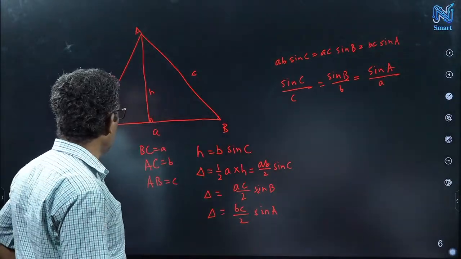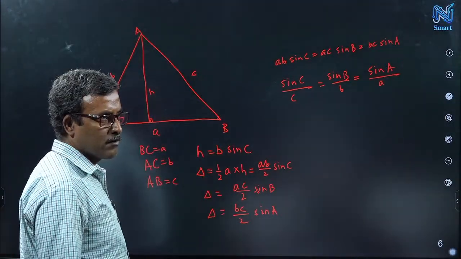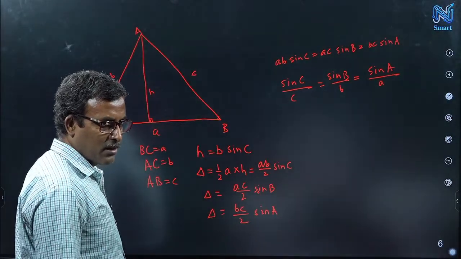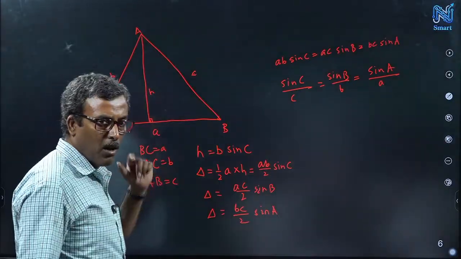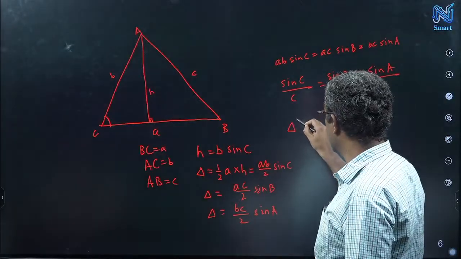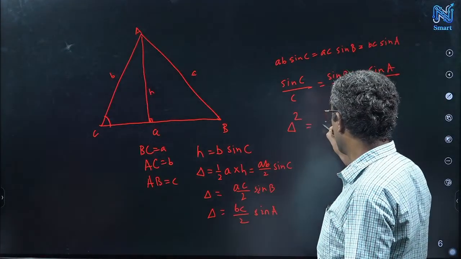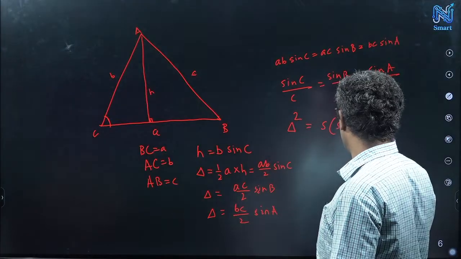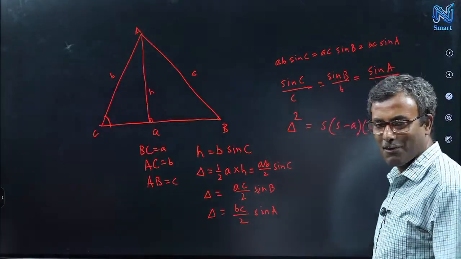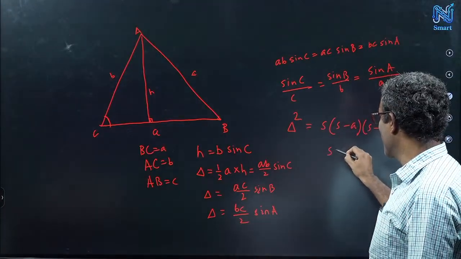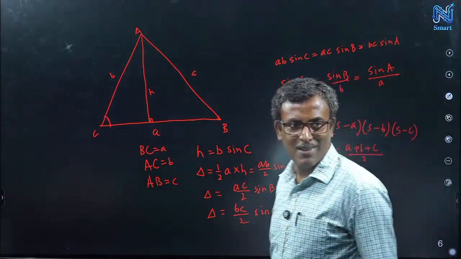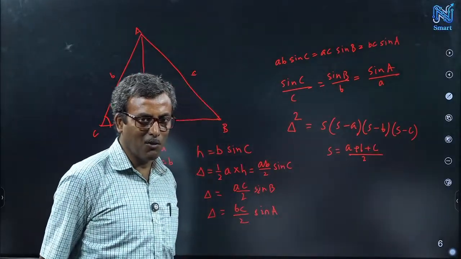Do you know how to find the cosine rule? Actually, it uses Pythagoras theorem basically. Do you know Heron's formula of area? What is it? Delta square is s into s minus a, and so on. Did you ever prove this formula? s is a plus b plus c by 2. You must prove it at least once in your life.